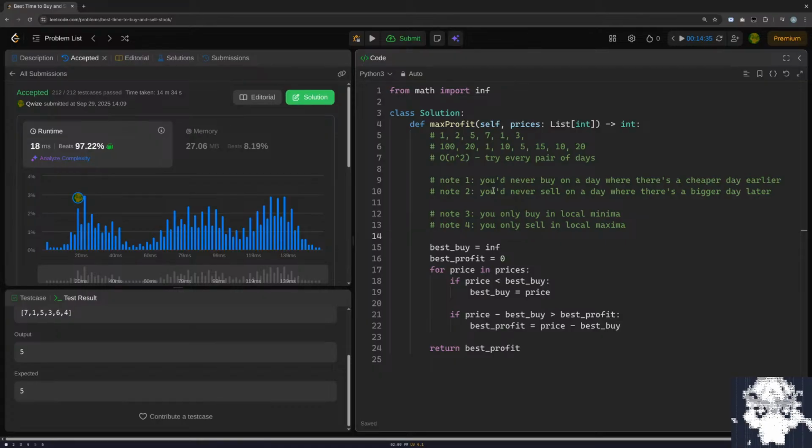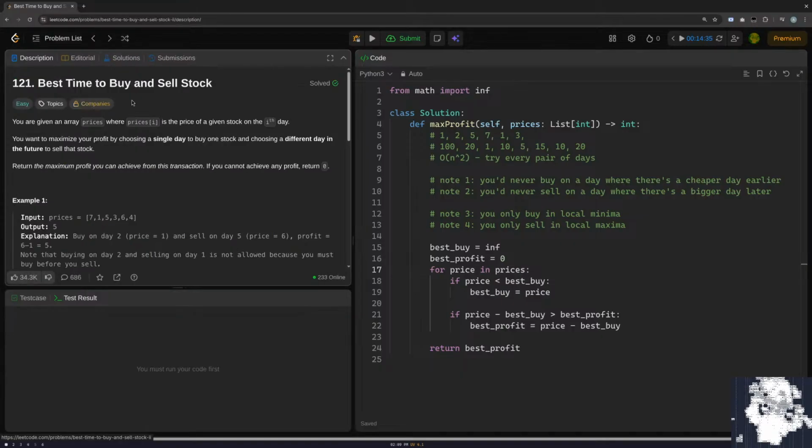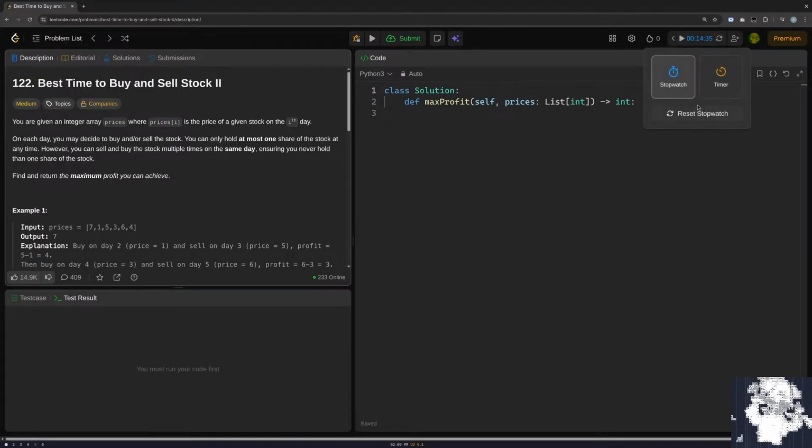Yeah, so you're not going to do better than that. It's O(1) space, because you're only remembering 2 extra variables. And O(n) time, because you have to look at each price once, so that is definitely optimal. All right, next problem. Restart the stopwatch.